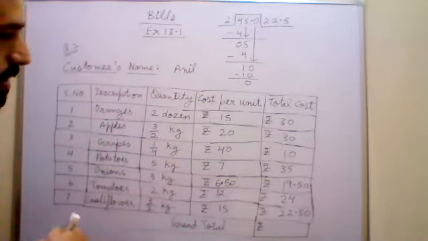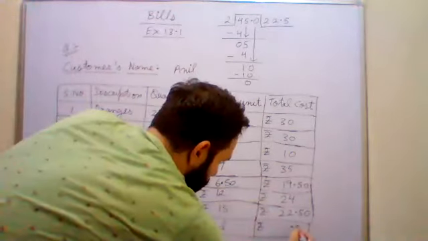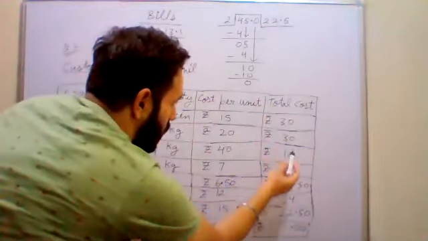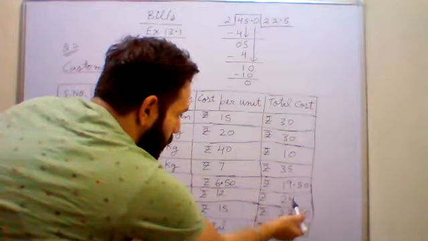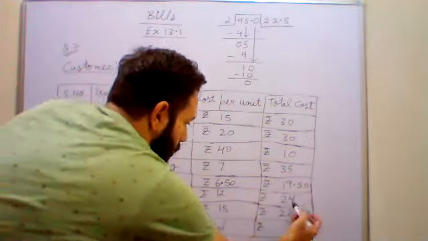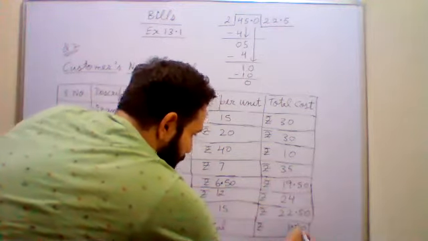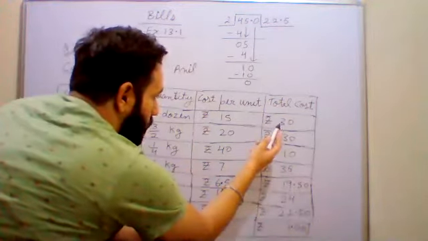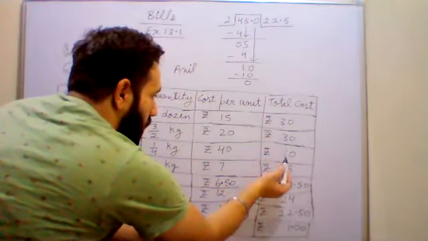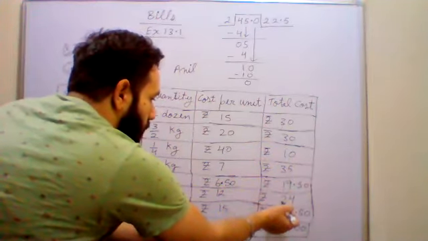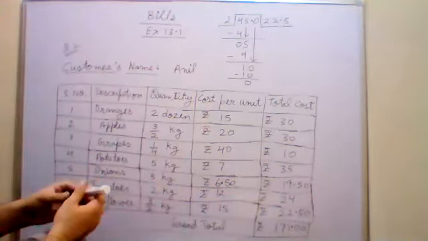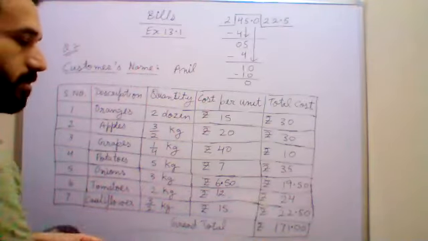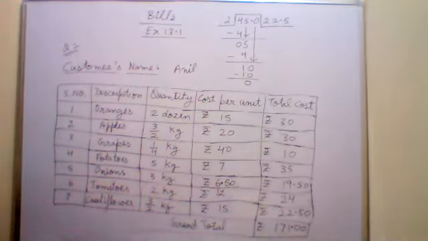So let us add these numbers. 0, 0, 1 carry. 1, 2, 3, 4, 5, 6. 6 and 9, 15. 15 plus 6, 21. 1, 2 carry. 5 plus 3, 8, 9, 10, 11, 12, 13, 14, 15, 16, 17. Rupees 171. This is the grand total. 171 rupees. Clear? Yes, sir.